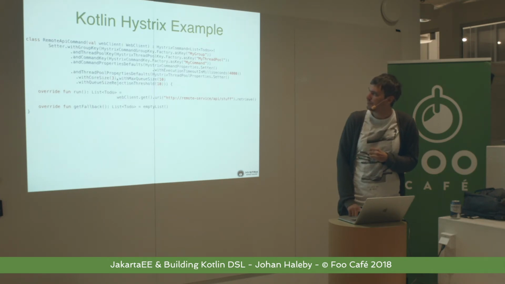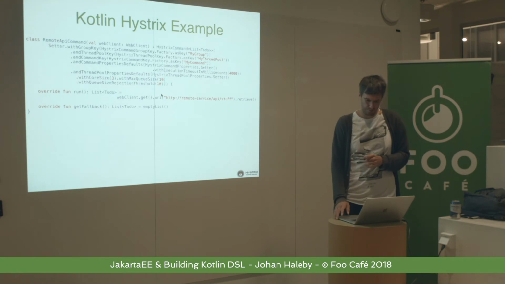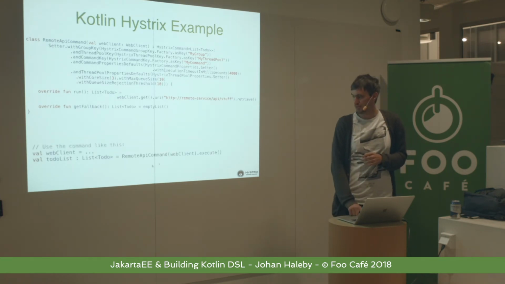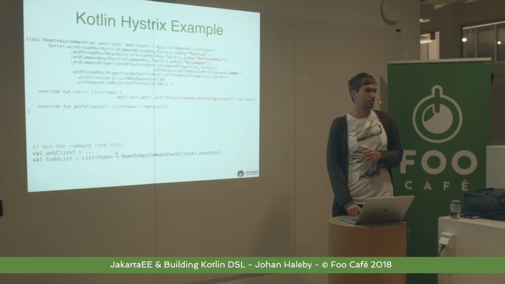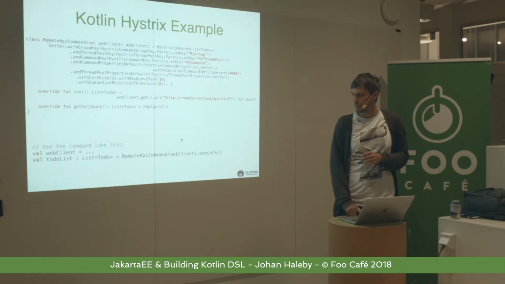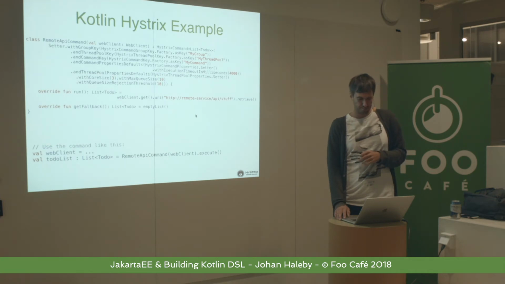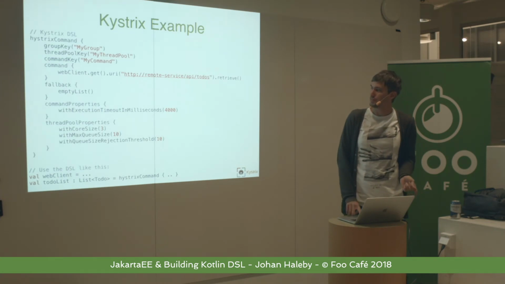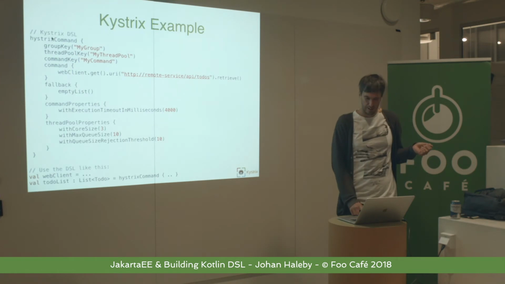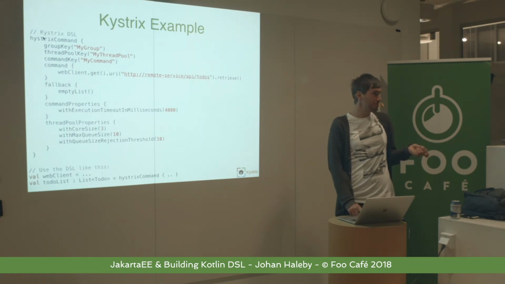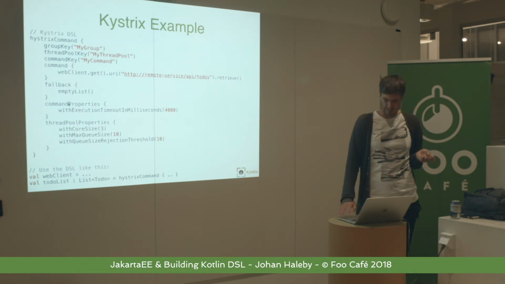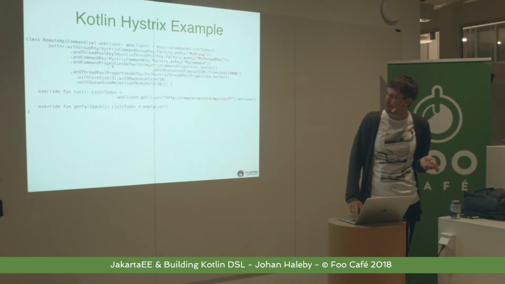Yeah, so it's kind of similar, but less verbose. And in Kotlin, it looks almost the same as in Java when you invoke it. You don't have the new keyword in Kotlin. You just invoke it like this. So let's look at how Kystrix looks, and it looks like this. And it's actually more lines of code, but I would still argue that this is easier to read if you compare to this stuff up here.